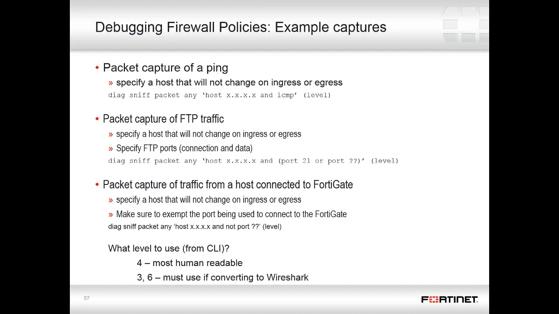Level 4 is the most human-readable output. For converting to Wireshark, you can use either 3 or 6. There is no difference in terms of what gets converted.